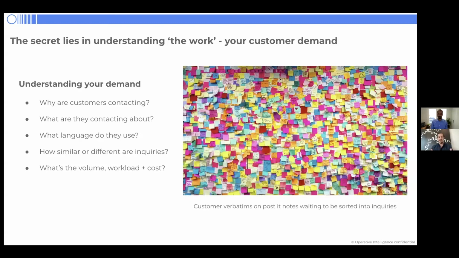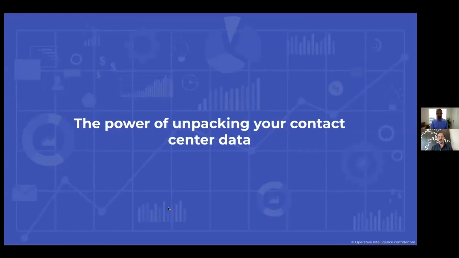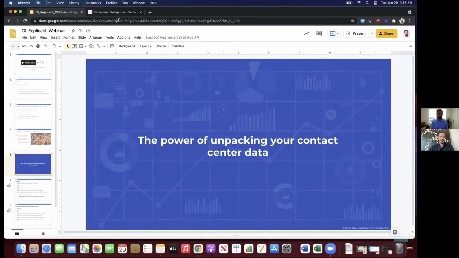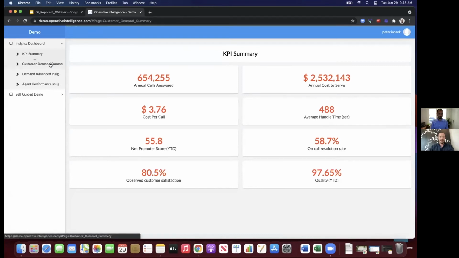So we believed and saw the power of this process, and ultimately built a solution that uses AI to do all the heavy lifting on the classifications and the root cause analysis. So what we'd like to do is show you the power of unpacking your contact center data with some examples. So with that, I'm just going to switch over here.